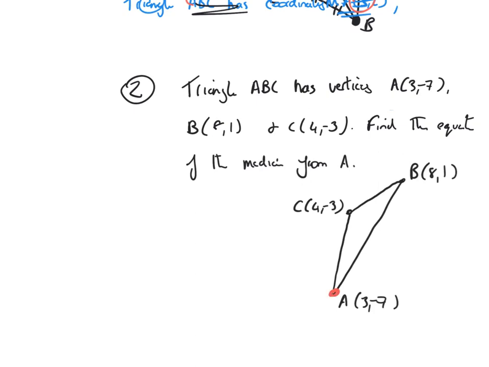Okay, so I'm looking for the median from A. So remember, it comes from the vertex, it comes from the point A, and it cuts the opposite line in the middle. Okay, not at a right angle, it's got nothing to do with that, it cuts it in the middle. So how do I find the equation of the median? Well, what is a median? It's a straight line, so I need point and gradient. Okay, so I've already got a point.